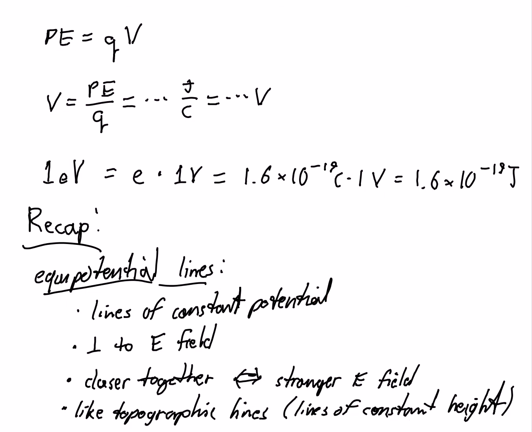Okay, an object tends to roll downhill, and so it rolls across the lines of constant height towards lower height. Well, a positive test charge tends to roll downhill across lines of constant potential. The force on it is perpendicular to them. The closer together the equipotential lines are, the stronger the E field is. Just like the closer together topographic lines are, the steeper the hill is, and the more rapidly something will accelerate down it. So it's really a very useful and accurate metaphor. This connection between height and potential.